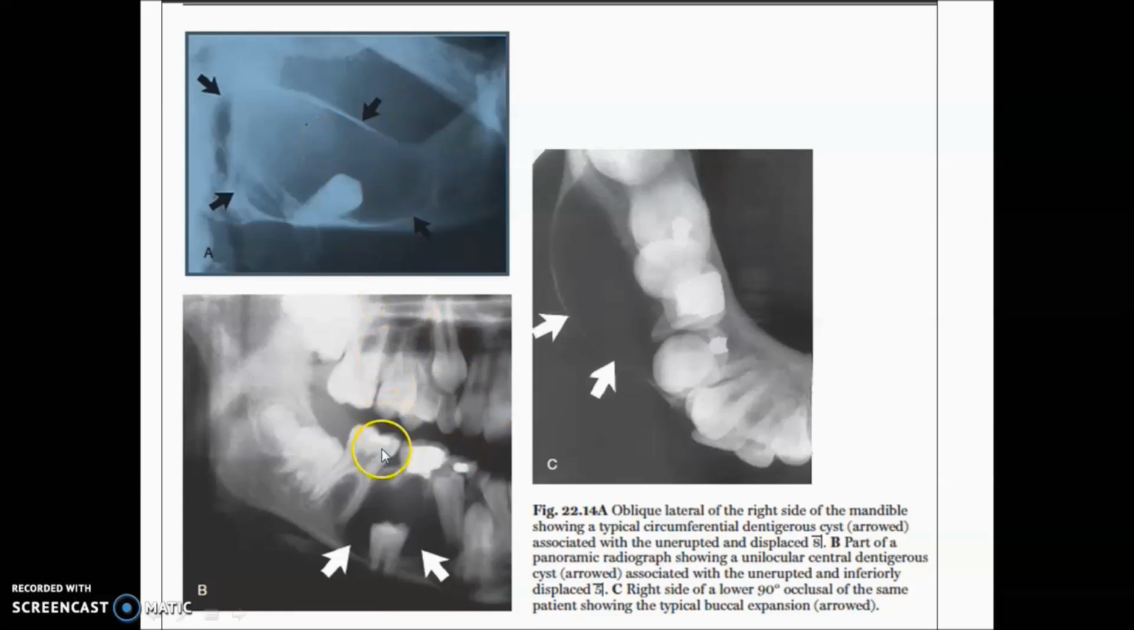What is this different one? We can say this is an oblique lateral radiograph. What they see, you can see here the dentigerous cyst. Okay, this is the circumferential type of dentigerous cyst, and you take the occlusal radiograph to see the expansion.